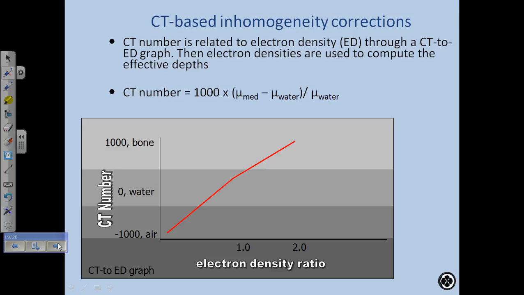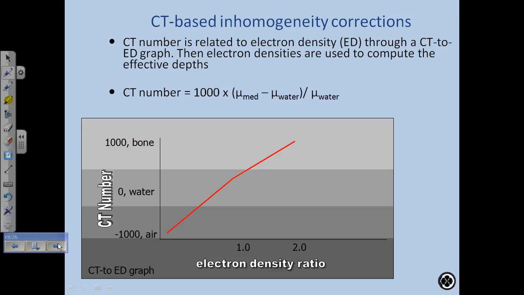Okay, so this is a graph that shows how we get electron density information from our patient. We get it from the CT scan of the patient. The CT scan comes from a scan that's done at 120 or 140 keV. From that energy, we can get Hounsfield units. The Hounsfield units are plotted on this graph here, and then the electron density ratio is plotted on the x-axis.